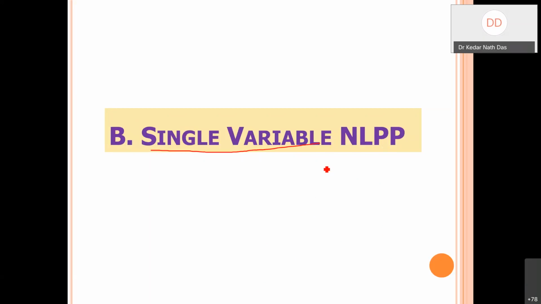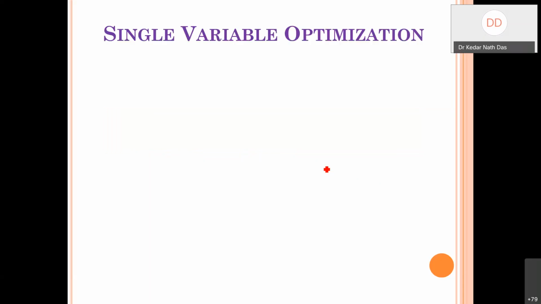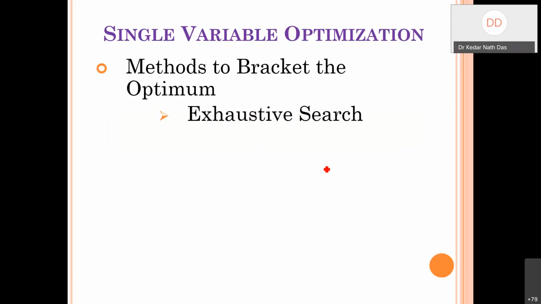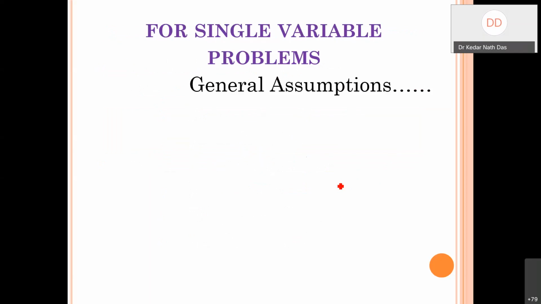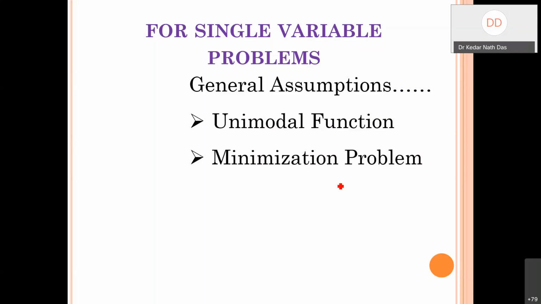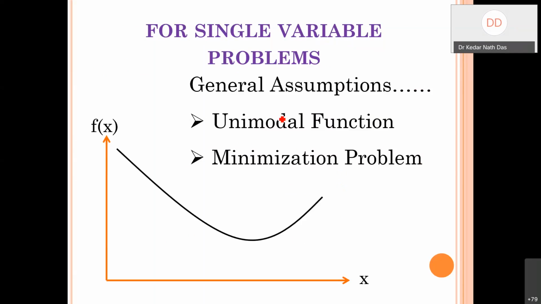In a non-linear programming problem, especially, we can have a concept of bracketing the optimum solution. So exhaustive search and bounding phase are the methods where the optimum value is going to be bracketed, and there are some region elimination methods like the interval halving method, Fibonacci search method, and golden section method. In general, the assumption for this single variable optimization problem is that it should be a unimodal function, and it should be a minimization function. Of course, a maximization function can also be converted to a minimization problem.